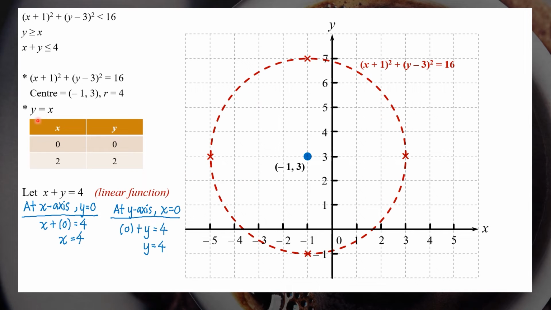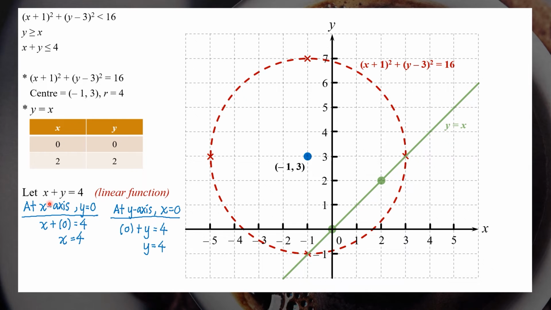Next is the identity function, y is equals to x. So when x is 0, y is 0. So here is the point. The second point, when x is 2, y is 2. By connecting both points with a solid line, why are we going to use a solid line? Because of the inequality sign. So here is the solid line. We have the graph for y is equals to x.